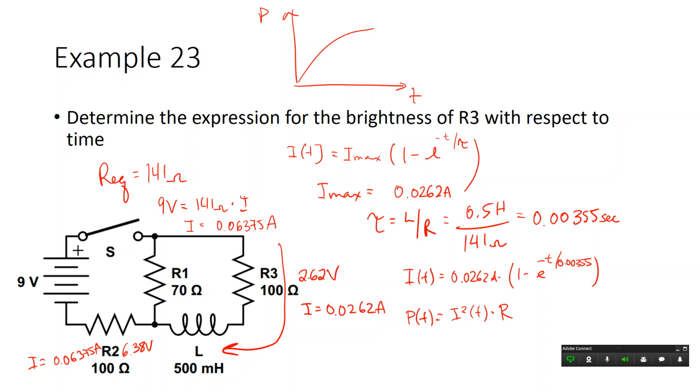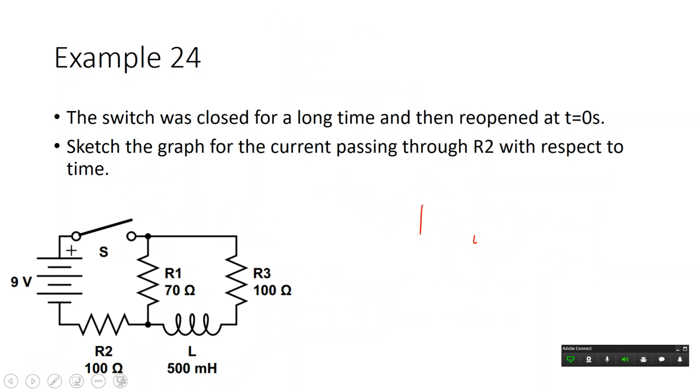All right. One more example, then we'll go into LC circuits, and that's it for today. So here it says the switch has been closed for a long time and then reopened. That means the inductor is discharging. And it says sketch the graph for the current passing through R2 with respect to time.